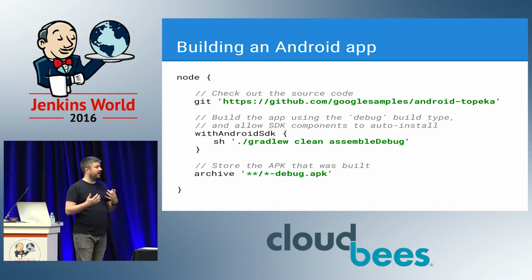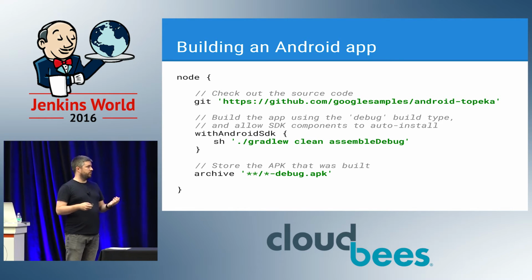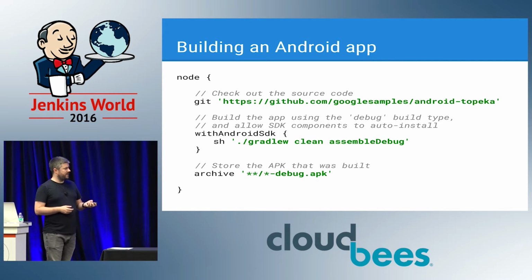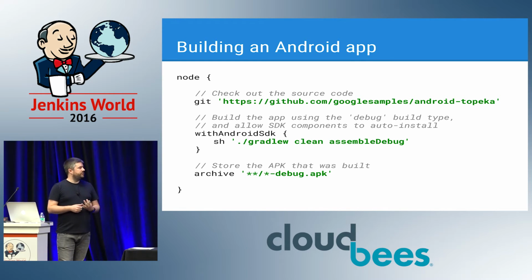So I'm just using the regular Android build system. I'm just using Gradle, and I'm saying, please build my app in debug mode. And then at the end, important for any Jenkins build, make sure you archive your artifacts. So I'm just saying archive the APK file that was built. That means that someone can come along later to Jenkins. If they want to manually download that APK, they can do that.